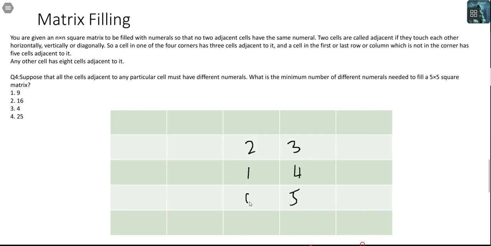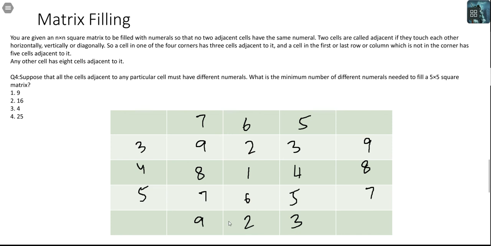4 5 6 7 8 9, 3 4 5, 9 8 7, 7 6 5, 9 2 3 3 5, 7 and 9. This will ensure that everything is done. How many digits did I need? I needed 9 digits, and this will be the final answer to my question.